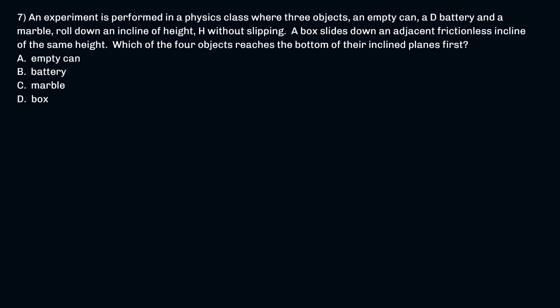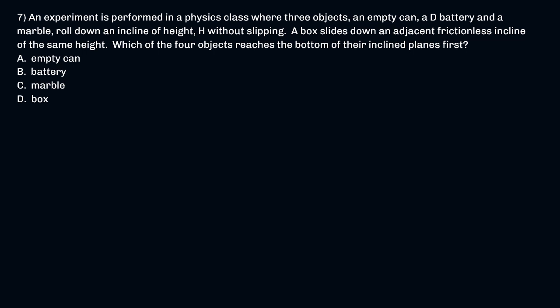Let's move into example number 7 here. An experiment is performed in a physics class where 3 objects, an empty can, a D battery, and a marble, roll down an incline of height h without slipping. A box slides down an adjacent frictionless incline of the same height. Which of the 4 objects reaches the bottom of their inclined plane first? This is something that you might have seen. We did this in class with 2 different moments of inertia, but not necessarily like this. But there is a similar idea here.